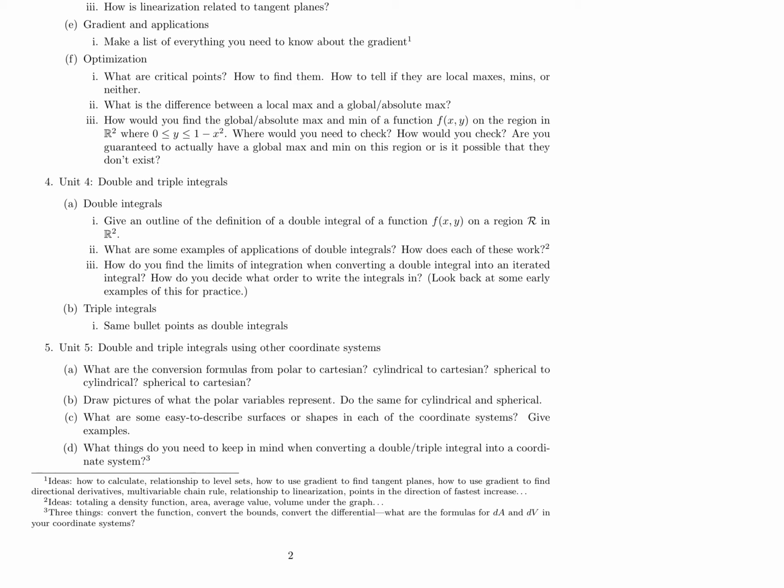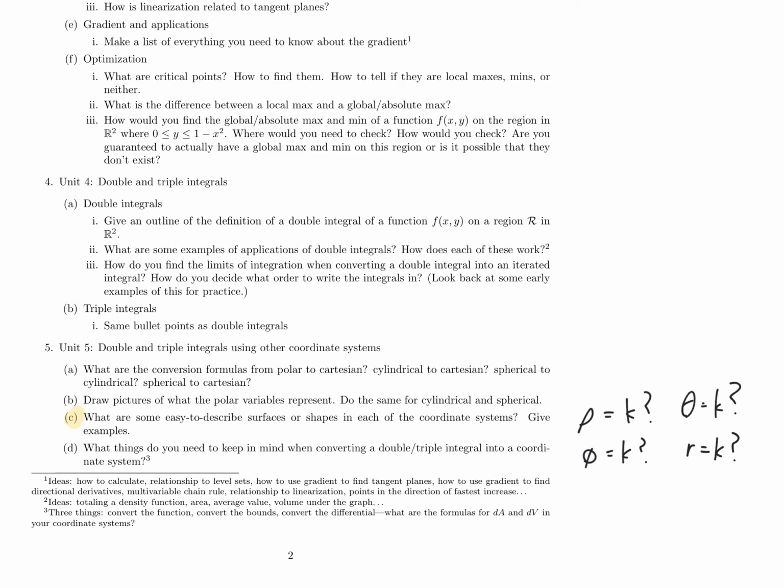When we get to Unit 5, this was when we started talking about doing double and triple integrals using other coordinate systems. One thing I'll mention right now that I think is really useful practice: in part C, it says, what are some easy to describe surfaces in each coordinate system? Think about what happens if you set rho equal to a constant. What happens if you set phi equal to a constant, or theta equal to a constant, or r equal to a constant? What do the shapes look like for each of those?